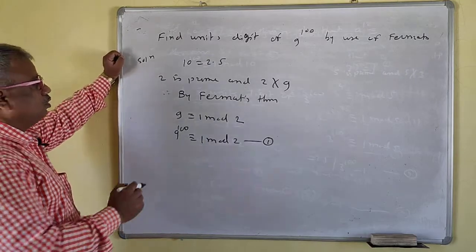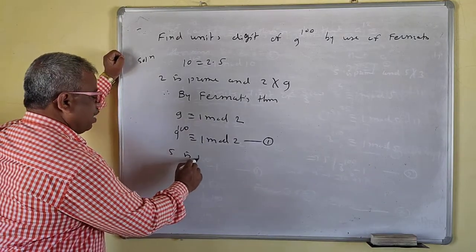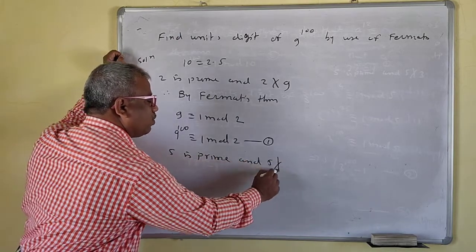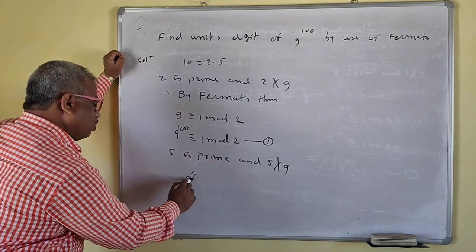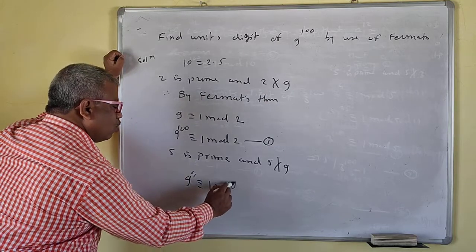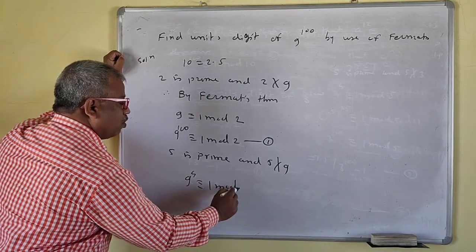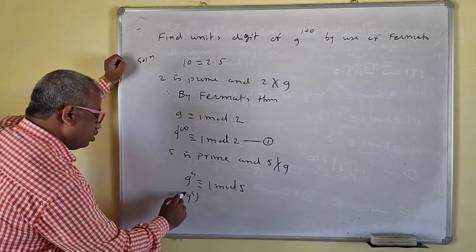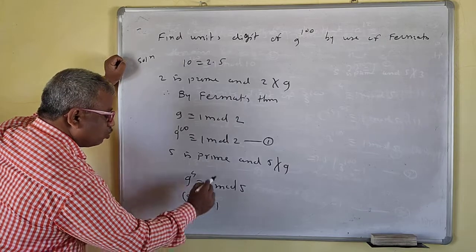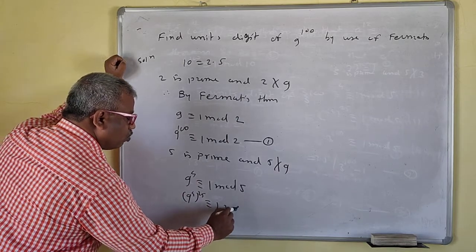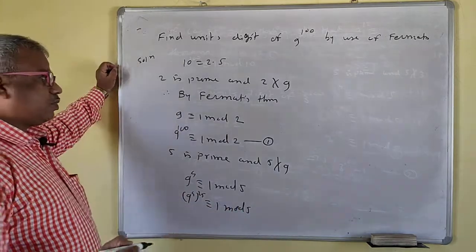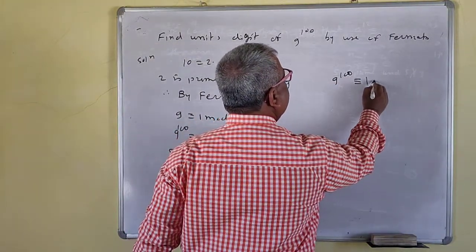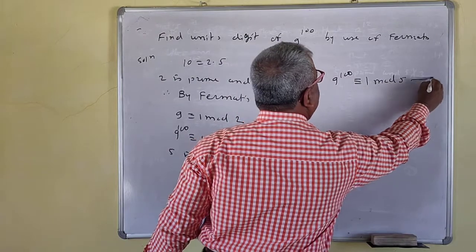Now 5 is prime and 5 does not divide 9. So therefore 9 to the power 4 is congruent to 1 mod 5. So I take the power 25 on both sides. 1 to the power 25 is 1, so mod 5, 9 to the power 100 is congruent to 1. I will call this as 2.